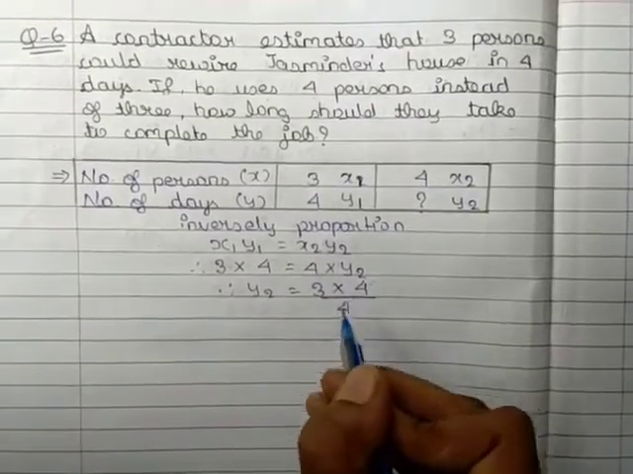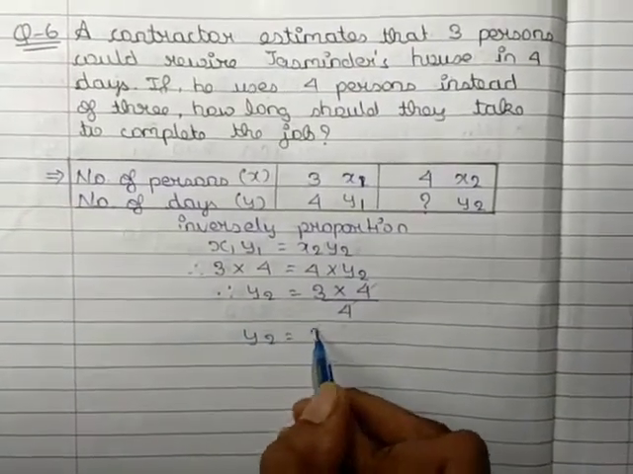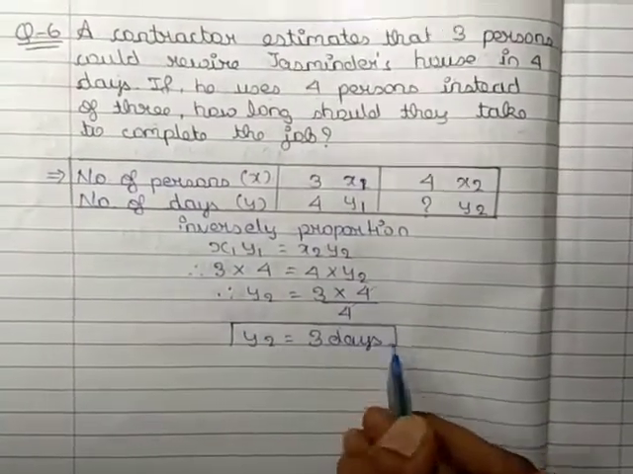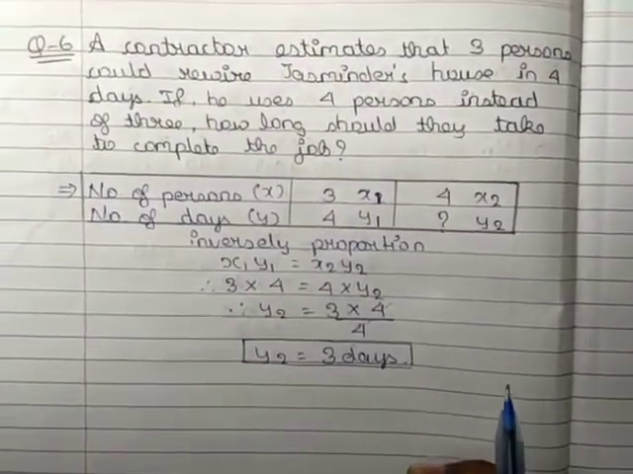Therefore, y2 will be 3 multiplied by 4 divided by 4. 4 and 4 get cancelled. y2 will be equal to 3 days. So if the number of people is increasing to 4, the rewiring will be done in 3 days.